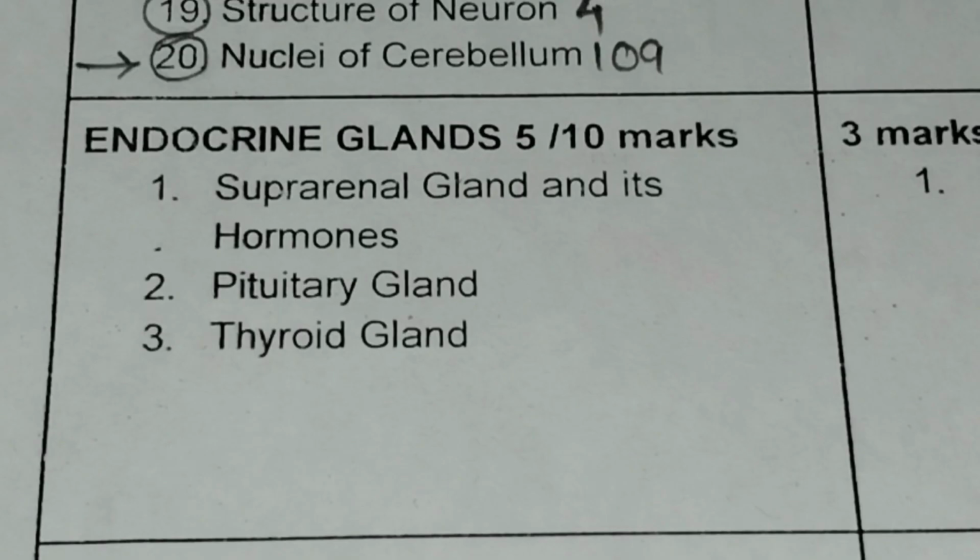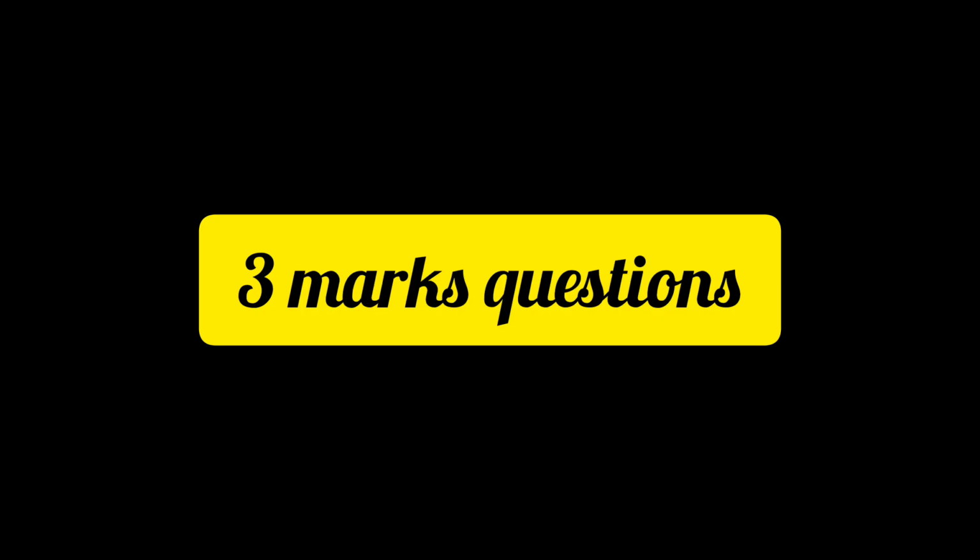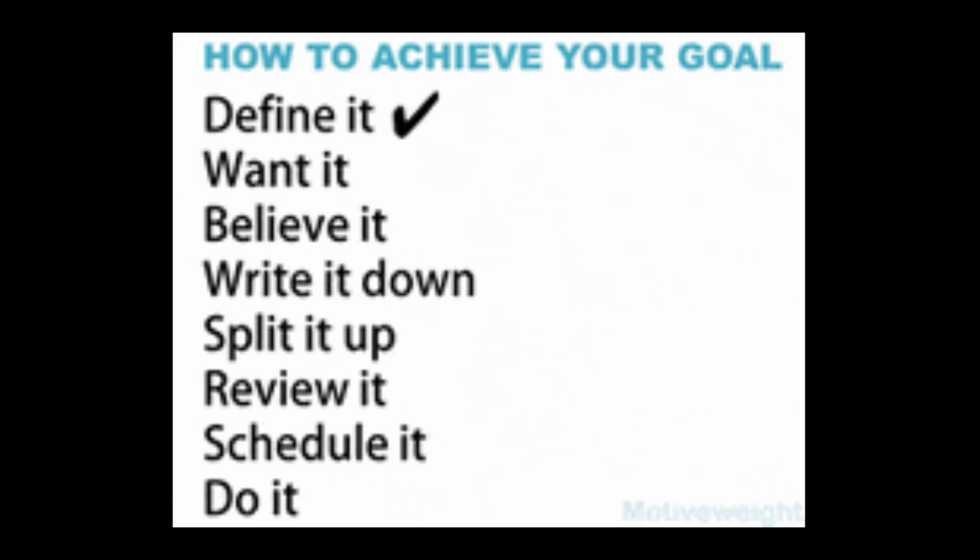Now, let's start with the new topic, that is endocrine glands. In this, the important 5 or 10 mark questions are: the first one, suprarenal gland and its hormones. Second one, pituitary gland. Third one, thyroid gland. Now, coming to the important 3 marks questions of this topic. The first one, name the endocrine and exocrine glands.